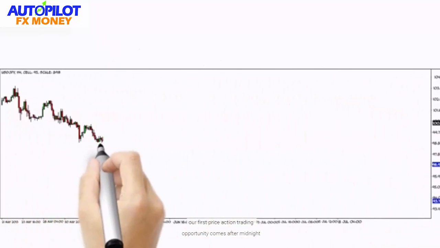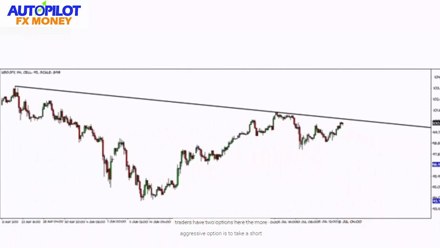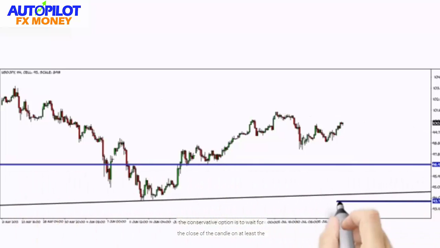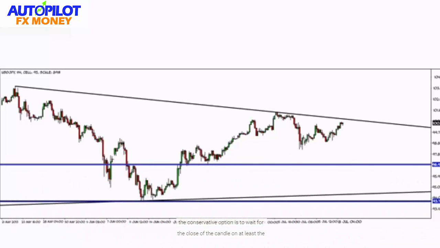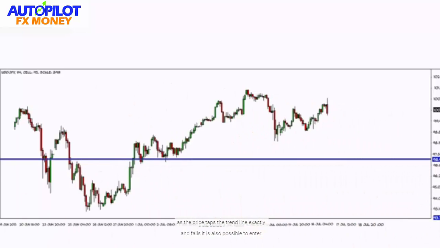Our first price action trading opportunity comes after midnight on 19th of July, when the price approaches the upper trend line. Traders have two options here. The more aggressive option is to enter a short trade immediately upon a touch of the trend line. The conservative option is to wait for the close of a candle on at least the 1-hour time frame that has touched the trend line, and if the candle looks suitably bearish or produces a bearish price action pattern, enter a trade. Here, either option works well, as the price taps the trend line exactly and falls.